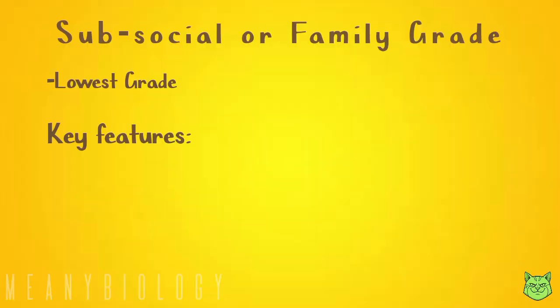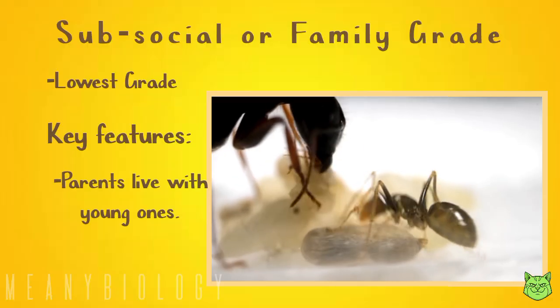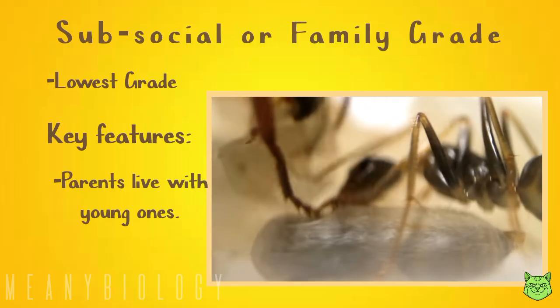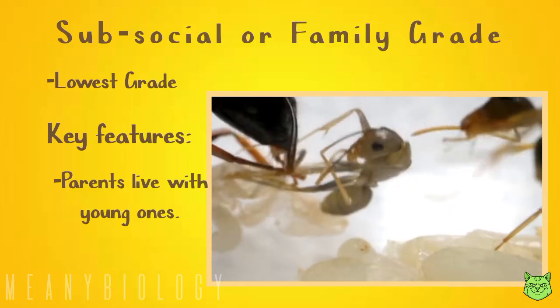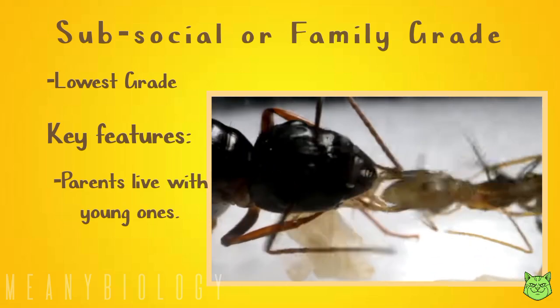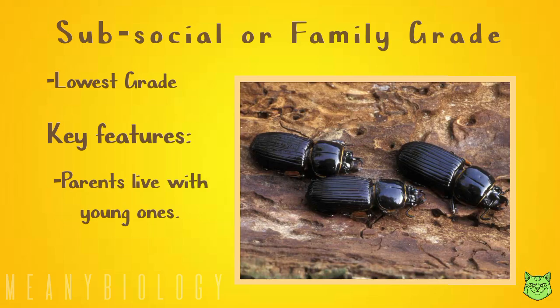Key feature: it involves some form of family life where the mother or both parents live with and actively help their developing young. Analogy: think of a simple family unit where parents stay with their young until they're grown, like certain beetles or earwigs just vibing with their kids.